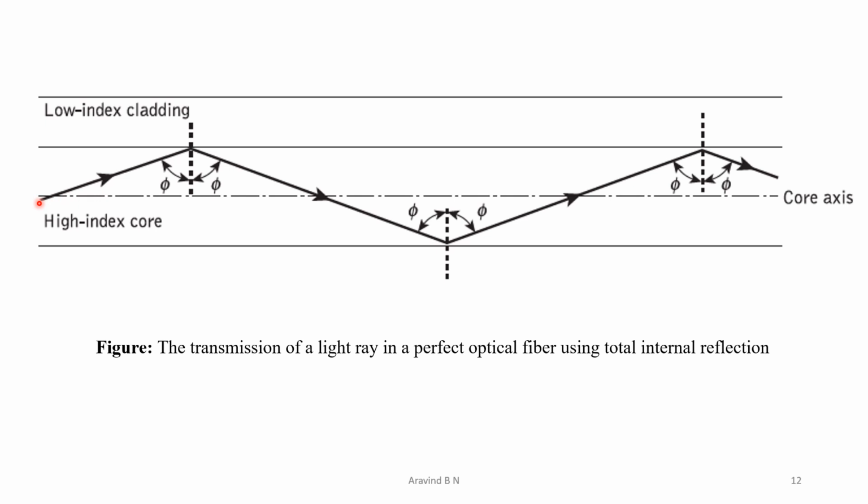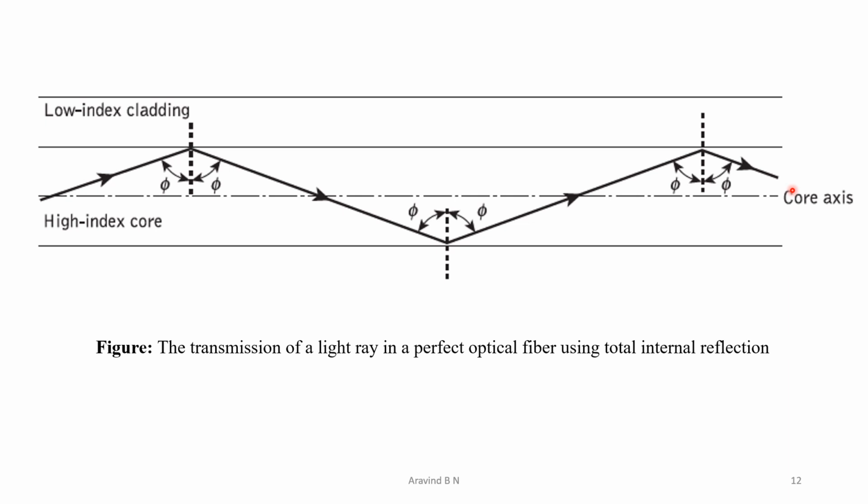Now the light having an incidence angle greater than the critical angle is being considered here, and this is a meridional ray. The light is going to hit the interface of the core and the cladding. The angle of incidence is greater than the critical angle, so phi is being represented here. Because of that, it will get total internal reflection, that is, reflecting back into the same medium. The same process will continue, and this is how the light is going to travel through the core of the optical fiber.